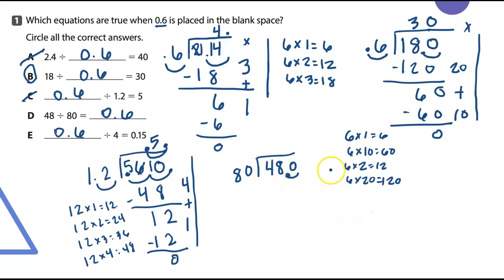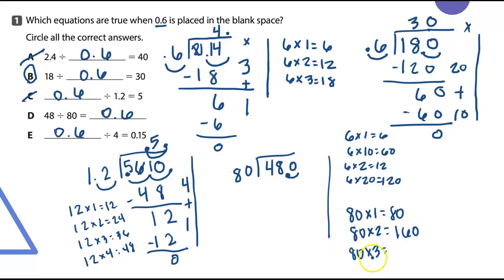And so if I write out and do partial quotients, 80 times 1 is 80. 80 times 2, this should be easy. 8 times 2 is 16, but all I do is place that 0, so it's 160. 80 times 3, 8 times 3 is 24, so all I do is place the 0, so it's 240. And say that's all I know. So I'll say 3 and 80 times 3, and that gives me 240.